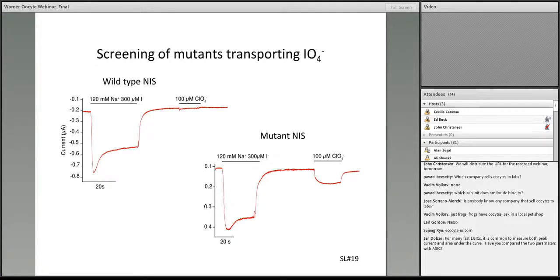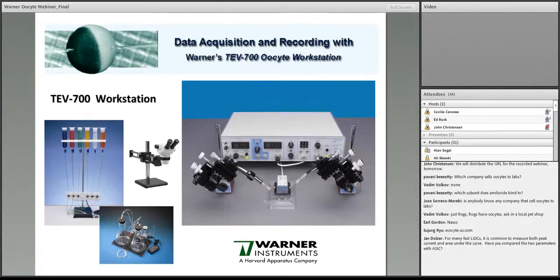During your presentation, there was a little bit of discussion on a commercial source for oocytes, and two companies were offered up. My question to you is, for those who don't wish to buy oocytes, how hard are they to grow and harvest from the frog?